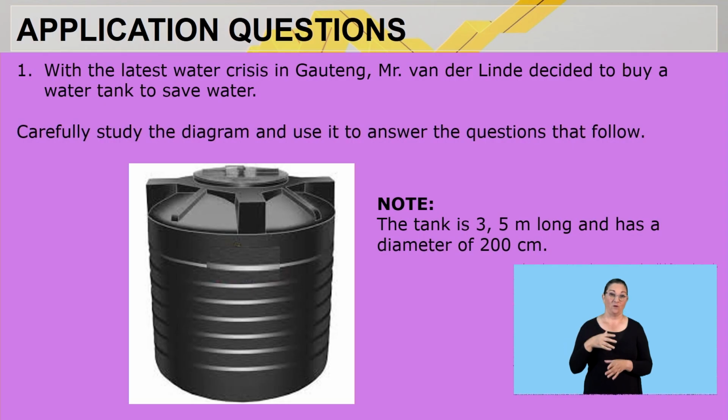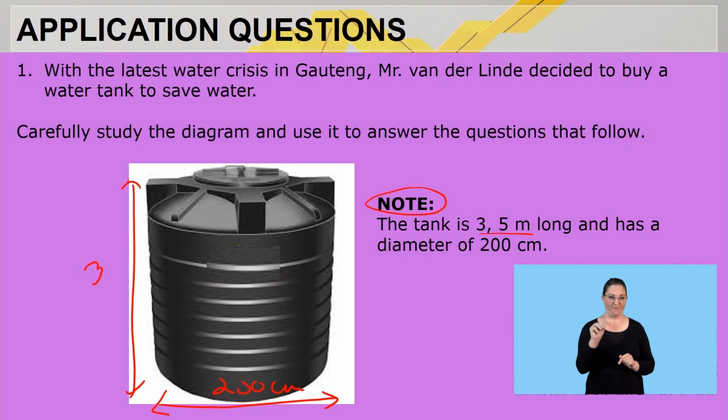So there's a picture of the water tank Mr. van der Linde intends to buy, and then a note is given to us here. It says the tank is 3.5 meters long, and has a diameter of 200 centimeters. So meaning this is your diameter, this is 200 centimeters, and then we know this is the height of this tank, and this is 3.5 meters long. Okay, so there we have all the information.